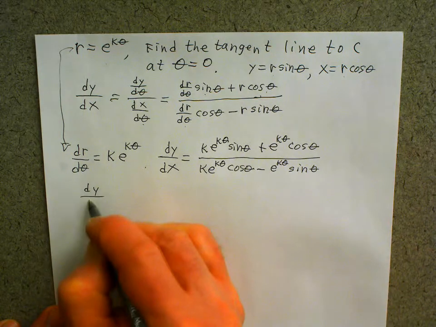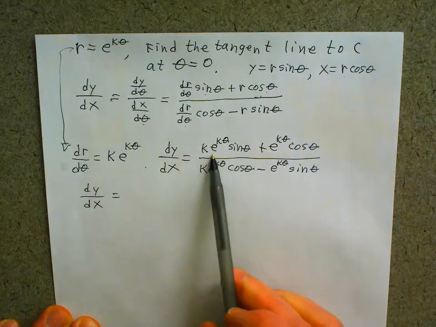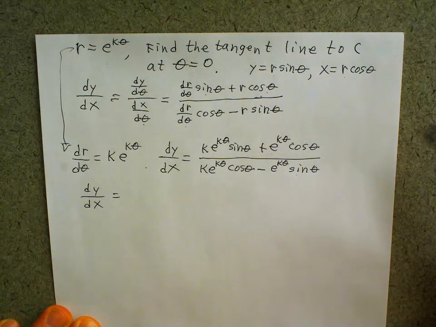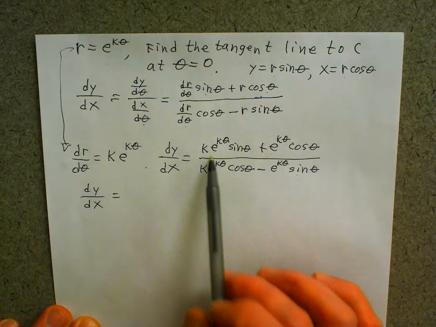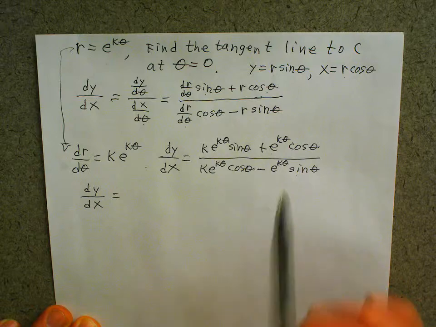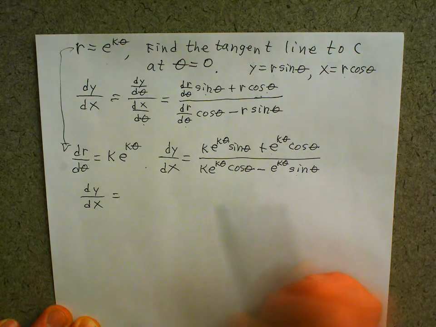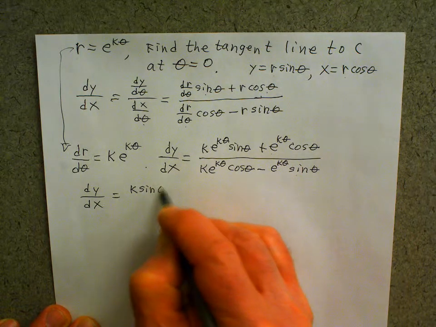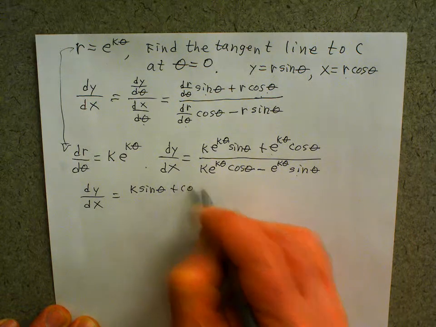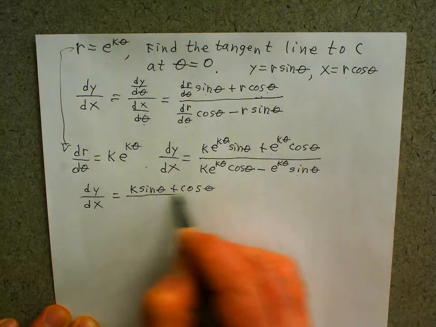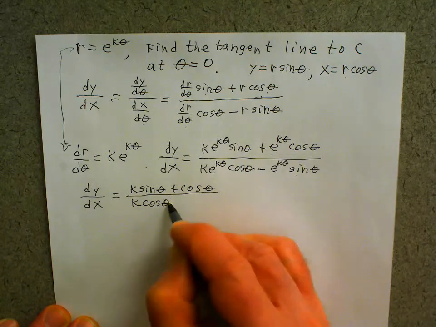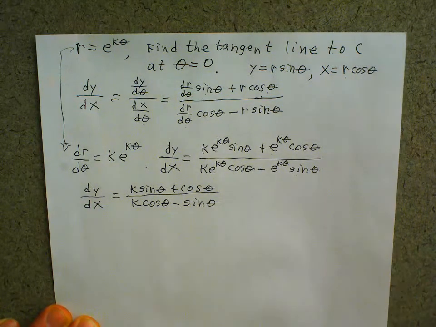Notice that every term has e to the k theta in both the numerator and denominator. So if you factor out e to the k theta from both the numerator and denominator, and then e to the k theta divided by e to the k theta is 1, we're just going to be left with k times sine of theta plus cosine of theta in the numerator, and k times cosine of theta minus sine of theta in the denominator.